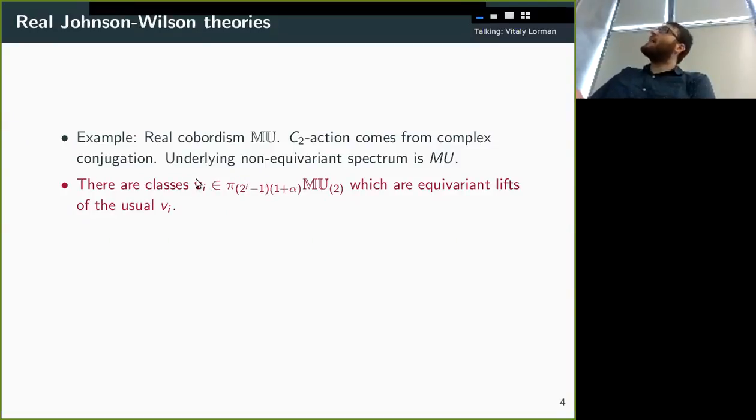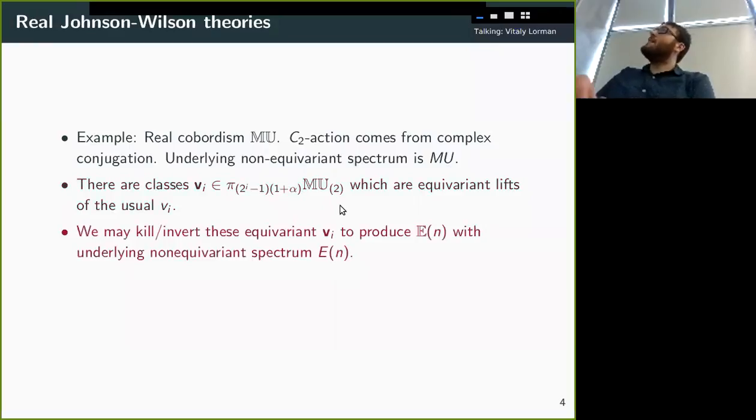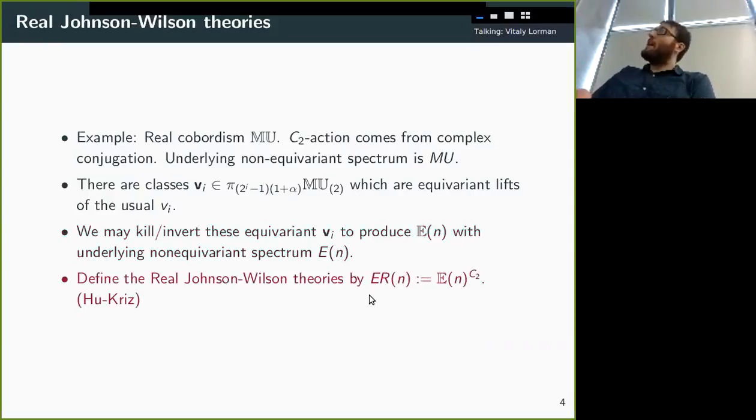And so we have these classes VI, and if you forget the C2 action everywhere, so if you forget the C2 action on MU, you just get ordinary complex cobordism. If you forget the C2 action on 1 plus alpha, that just becomes a 2. Then you get the ordinary VIs of chromatic homotopy theory. Okay, so we have these equivariant lifts of the usual VIs, and so we can kill or invert them to produce a lot of the usual spectra we're interested in chromatic homotopy theory, but C2 equivariantly. So boldface En denotes equivariant Johnson-Wilson theory, whose underlying non-equivariant spectrum is the usual Johnson-Wilson theory. And then first defined by Hu and Igor Kriz, if we take fixed points of this, this will denote the real Johnson-Wilson theories that I'll be talking about in this talk.